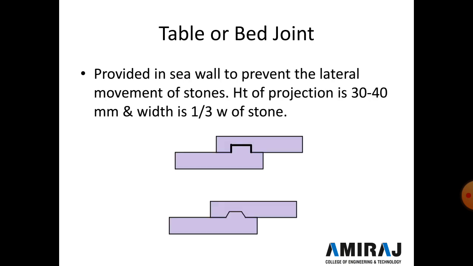Next is a table joint. So it is provided in a sea wall to prevent the lateral movement of the stone, and height of the projection is 30 to 40 mm and width is 1 by 3 width of the stone. So here one key or projection is provided as 30 to 40 mm in height and 1 by 3 width of the stone.